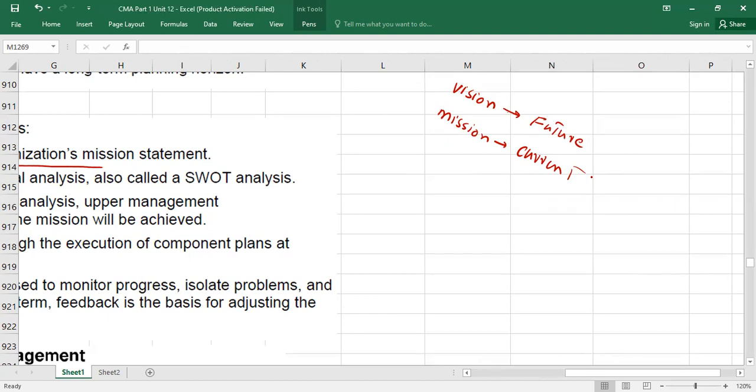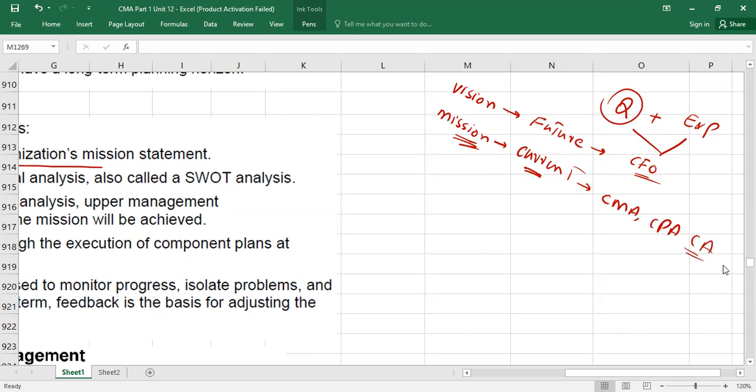Okay, now let me give you an example first. For example, your vision is to be a CFO in the future. This is your vision. Okay, you want to be a CFO in the future. So to become a CFO, you know what things are required. Obviously, you need a good qualification, plus you need good experience, right? So now to get the qualification, for example, currently which is your mission, you are pursuing, for example, CMA, CPA, or for example, CA. Just giving you examples. Okay, so you are currently pursuing this.